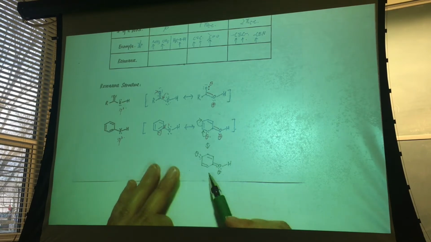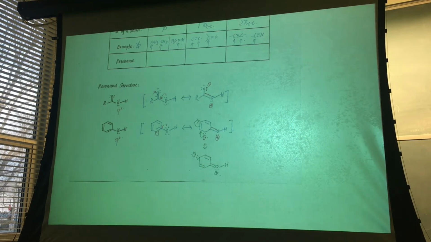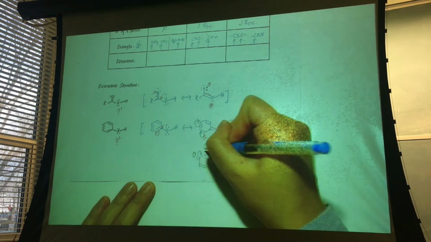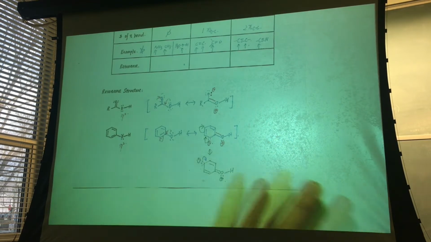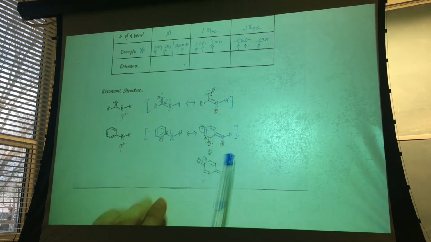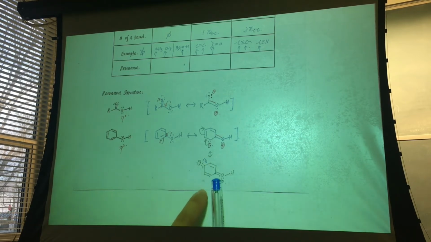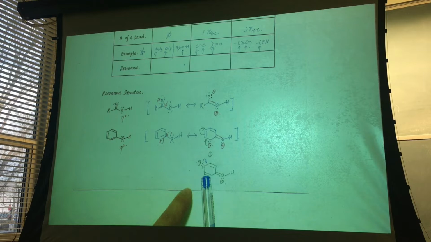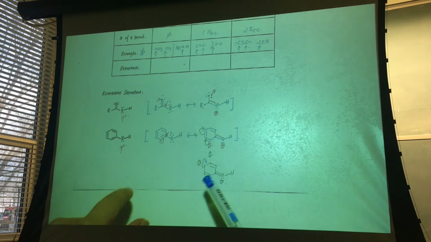It's the same if you want to draw more. You can, if you want, draw more, like this. I don't care how you draw. What I'm talking about here is the oxygen. But I encourage all of you to practice drawing as many resonance structures as you can in your free time.